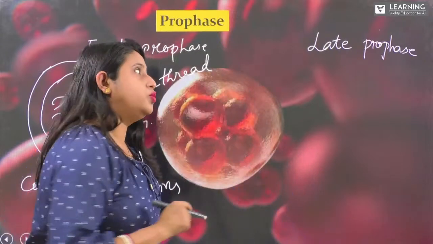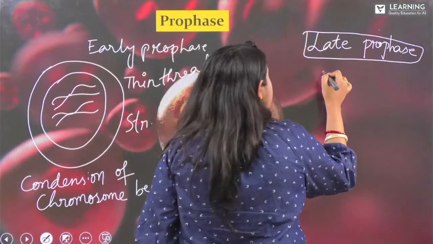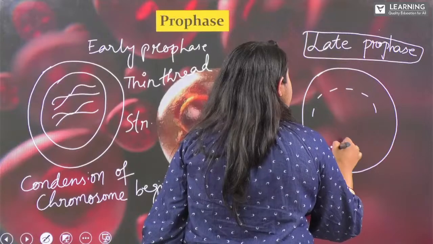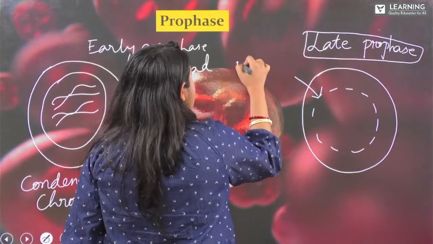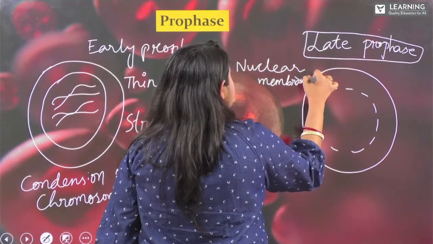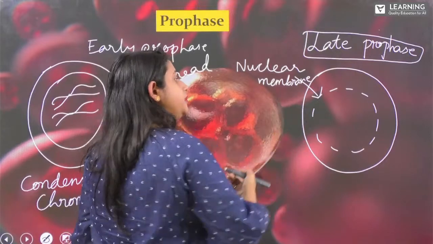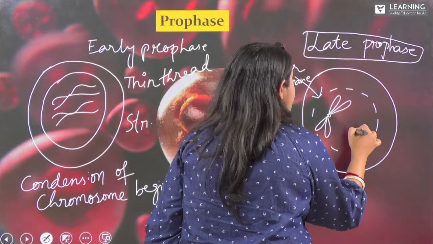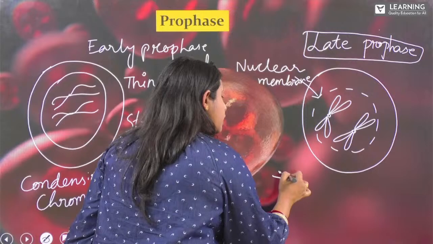Now in the late prophase, what happens? In the late prophase, chromosome condensation takes place. This is a cell, and here the nuclear membrane starts to disintegrate. This is the nuclear membrane. What happens is that the nuclear membrane starts breaking, and you can see the chromosomes like this, after the replication. The chromosome condensation has taken place.